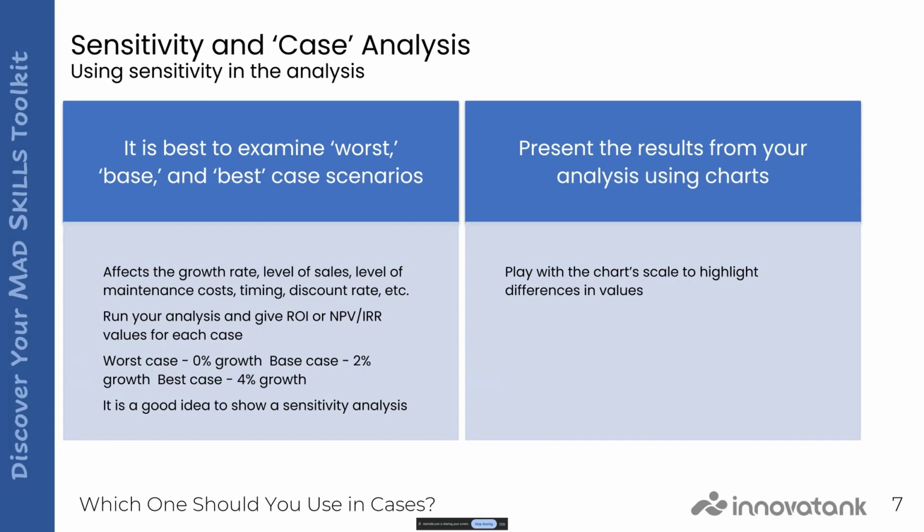Never present a single point number. Run a sensitivity analysis: worst case, base case, best case scenarios. Vary key assumptions like growth rate, sales, cost, discount rate, and timing. Present ROI or NPV and IRR for each of the scenarios. Use clean charts to highlight the differences. Play with the scale so the impact is obvious. This shows the judges you've thought about the risk and the realism of your solution.